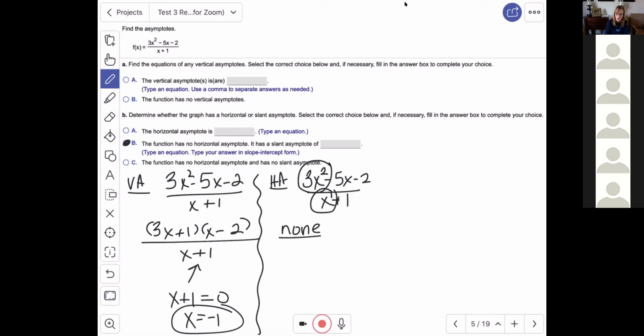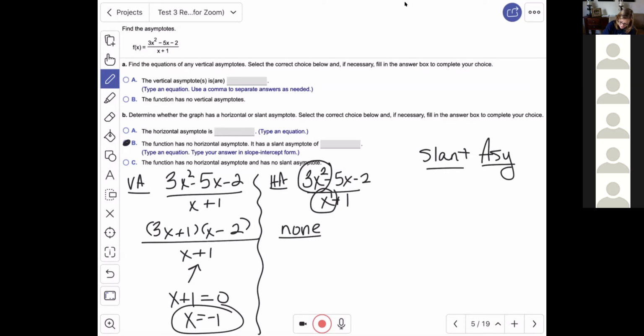The function has no horizontal asymptote, but it does have a slant. And the way you can tell it has a slant asymptote is if the exponent in the numerator is 1 more than in the denominator. So like it was 2 over 1. It only differed by 1. If this happened to have been x to the 5th over x to the 1st, there's no slant asymptote either. But when it differs by 1, you actually have one. So this one does have one.